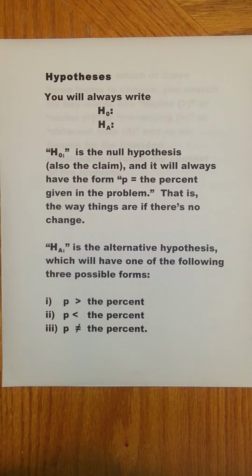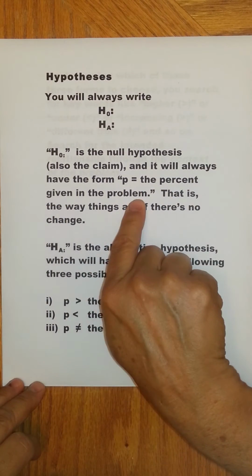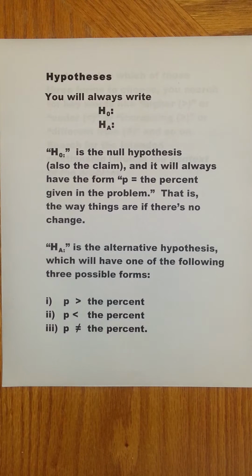Now it'll always have the form P equals the percent that's given in the problem. So when you read the word problem, there's definitely a percent that's given to you, and that is going to be the P that you're going to use. Now, that's intended to represent things if there's no change.